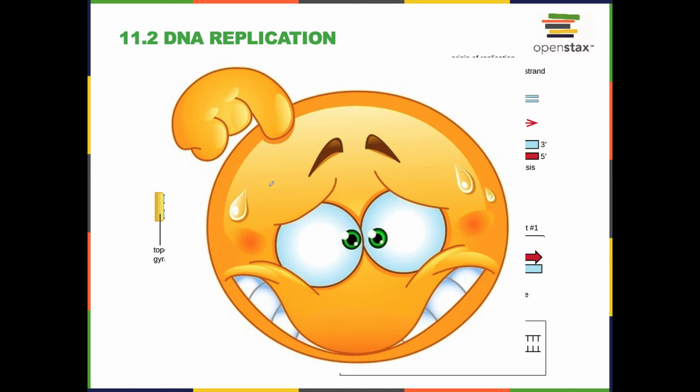So let's start off by reviewing DNA structure, okay? So DNA, we know double-stranded, right? We know it's a polymer of nucleotides. What are the 4? That's right, 4 nucleotides in DNA. Who's got the answer for that?